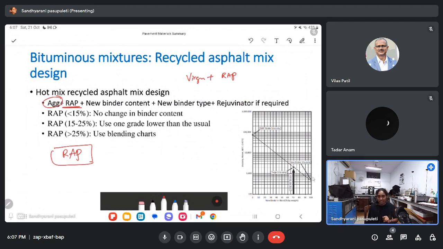Another way is the solvent extraction method. We dip these aggregates into some solvent. That solvent dissolves all the bitumen present on the RAP. So we take the initial weight and final weight. Whatever the loss in weight is nothing but the binder content. So based on either the ignition method or solvent extraction method, we first calculate the amount of binder content that is present. If I wanted to have 4% air voids at the end, then what is the total bitumen that needs to be added?